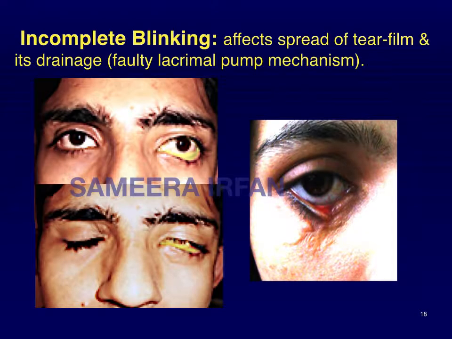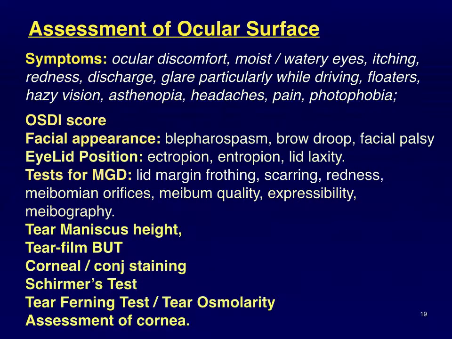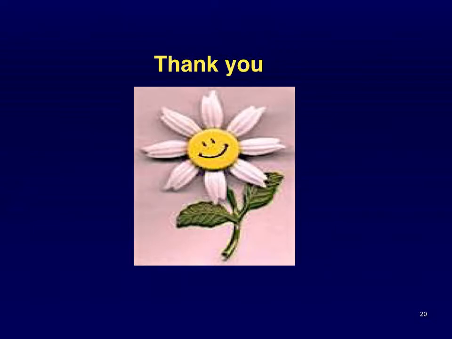The next slide shows the incomplete blinking that affects the spread of tear film and its drainage by a faulty lacrimal pump mechanism. Similarly, a cicatricial ectropion will have the same effect. So to summarize, these are all the tests that need to be done for the assessment of an ocular surface. I hope the significance of the ocular surface and its assessment would be clear to everyone.